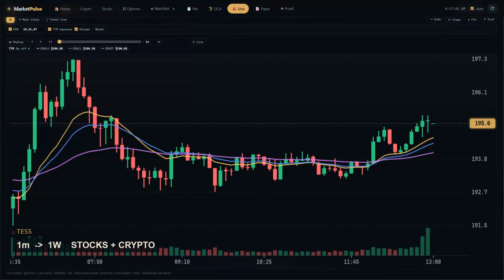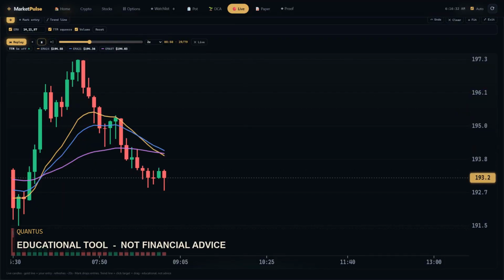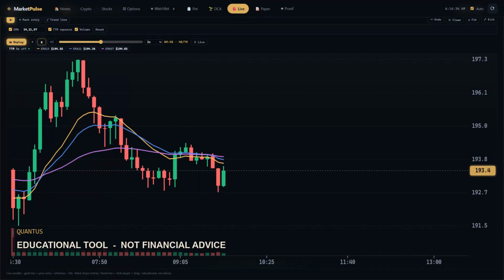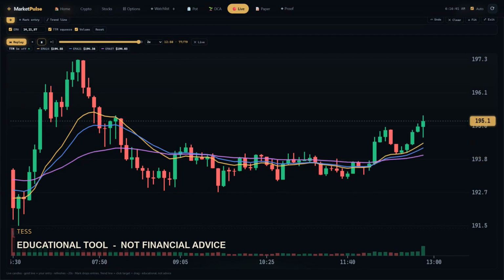Now the part we don't skip. This does not tell you what to buy. It's educational, it is not financial advice, and there's no real money anywhere in it. Paper prices are not a real fill. Most options trades lose. Survival is the actual skill. Anybody selling you certainty is selling you something.